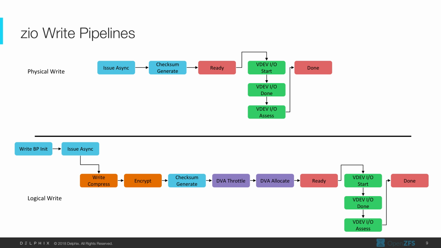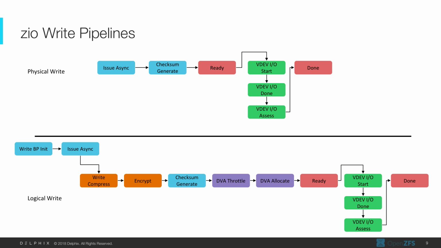It's also worth noting where the checksum generate code happens. You'll notice that the transformation and the checksum generate happen after we issue the async stage. It's because we want to make sure that we can fan this work out to as many threads as possible to go compress the data, encrypt it, and then once that's stable and the data has finished transforming, we can actually generate the checksum that we're going to put to disk.